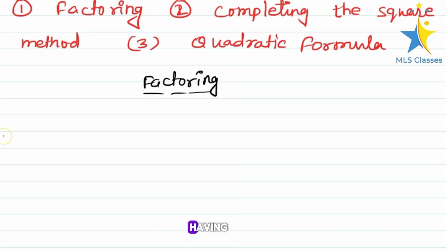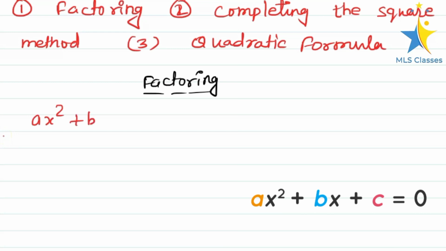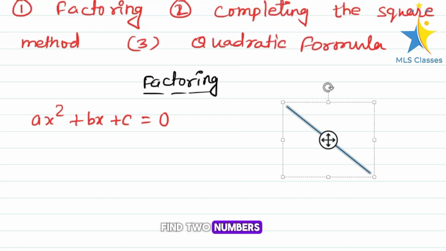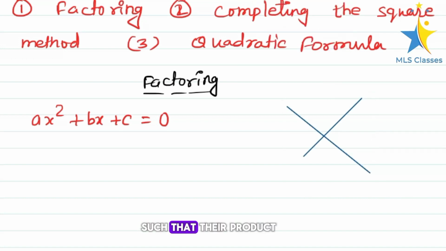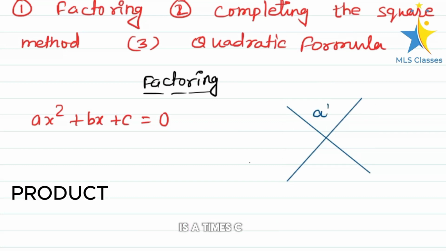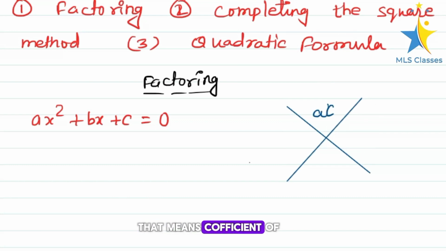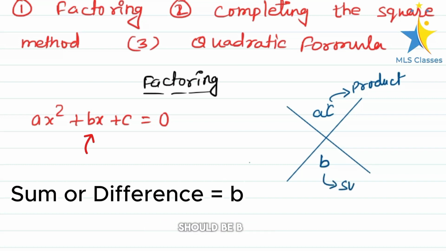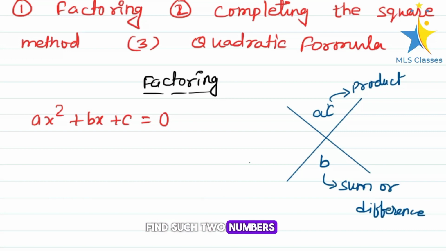Suppose we have ax square plus bx plus c equal to 0. Then what we have to do is find two numbers such that their product is a times c, that means the coefficient of x square times the constant term. This should be the product, and the sum or difference should be b. So we have to find such two numbers, then we can replace b with them.